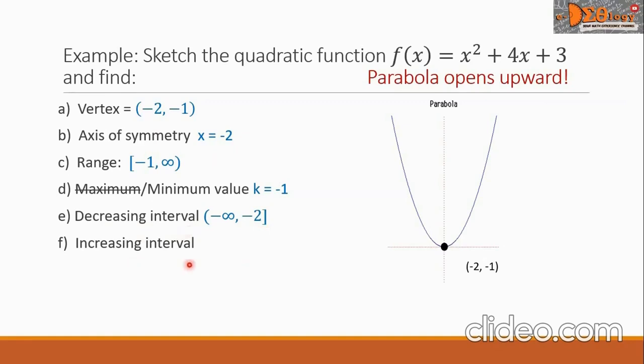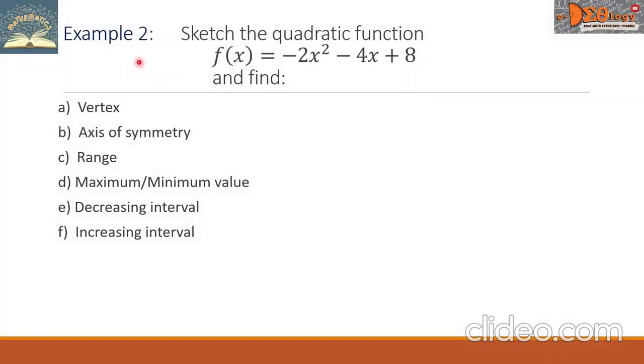Going to increasing interval, that is now the right side of our parabola with respect to the line of symmetry. And the interval notation is square bracket h, comma, infinity, parenthesis. Now this h, again we will change by the value that is negative 2. So it becomes square bracket negative 2, comma, infinity, parenthesis. So these are now the answers for our example. Example 2.